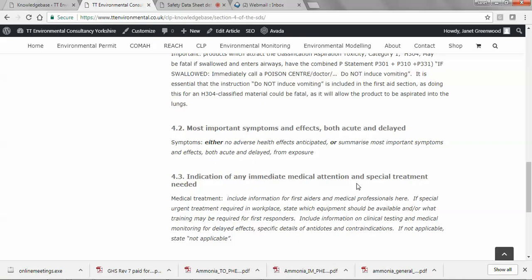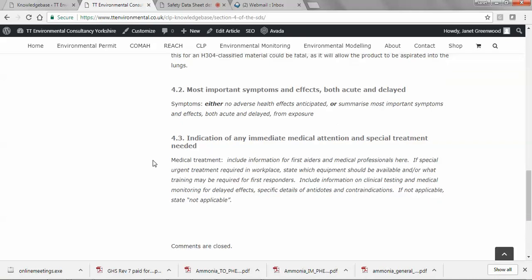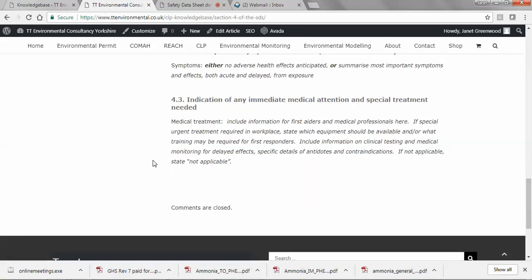Section 4.2, most important symptoms and effects, both acute and delayed. And you can have either no adverse health effects anticipated or some such, or you summarise the most important symptoms. And indication of any immediate medical attention and special treatment needed. This is a point where you might want to talk to a first aider about what's going on. Hopefully, with the products that you all have, there shouldn't generally be much need for immediate medical attention, but you can't necessarily make that assumption.